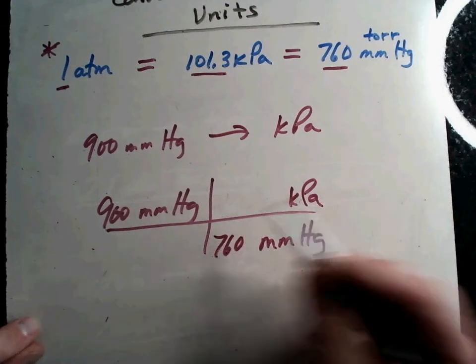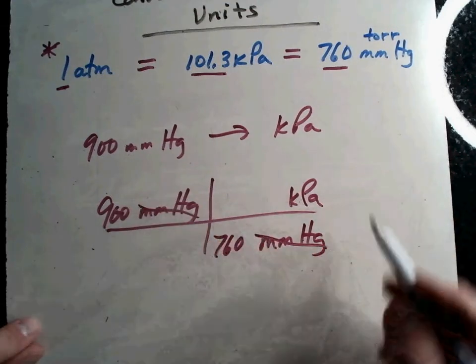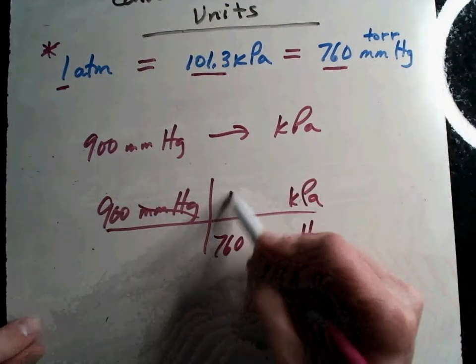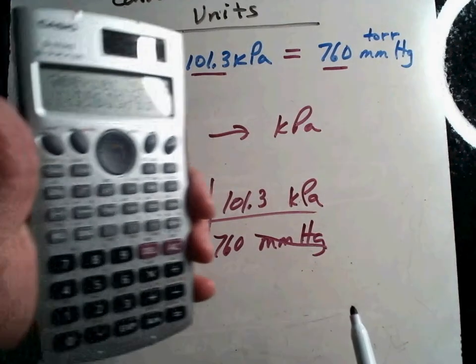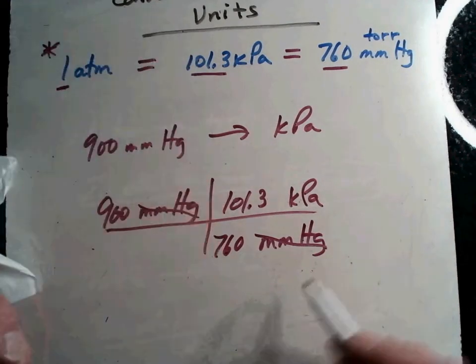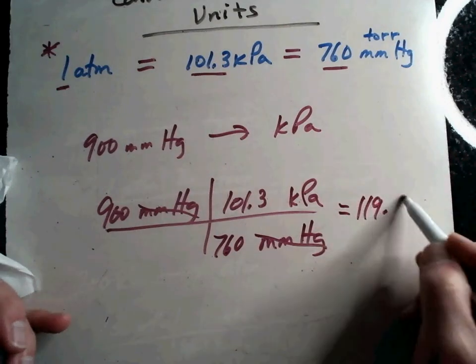760 millimeters of mercury, that unit's gone. That's where I got the number. Kilopascals, 101.3 kilopascals. And so I multiply then divide, or divide then multiply, because it's order of operations, it works the same. 900 times 101.3 divided by 760 equals 119.96 kPa.